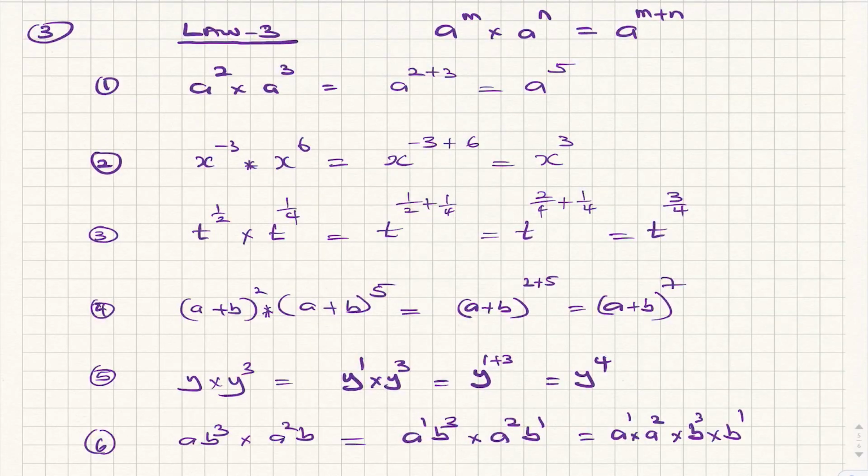So it's the same thing. We're just bringing the like terms together. So in this case, I've now got a to the power of 3 times b to the power of 4. So that's what the answer would be, because I get a to 1 plus 2, b to 3 plus 1. So that's how I got my a to the power of 3 and b to the power of 4.